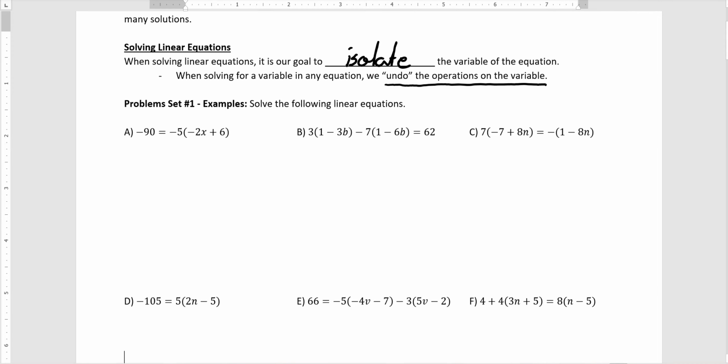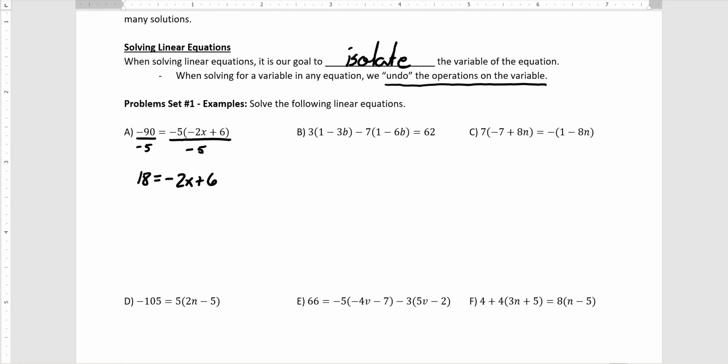Looking at letter A, negative 90 equals negative 5 times the quantity negative 2x plus 6. Normally I would distribute that negative 5, but we're not going to do that here. We're going to take a different approach. We're going to divide both sides by negative 5, that way we can undo that negative 5. Instead of multiplying out, we want to undo it with division. A negative divided by a negative gives me a positive. 90 divided by 5 is 18. So 18 equals negative 2x plus 6.